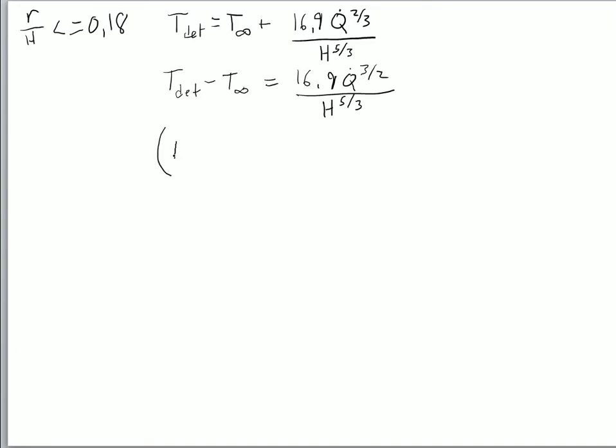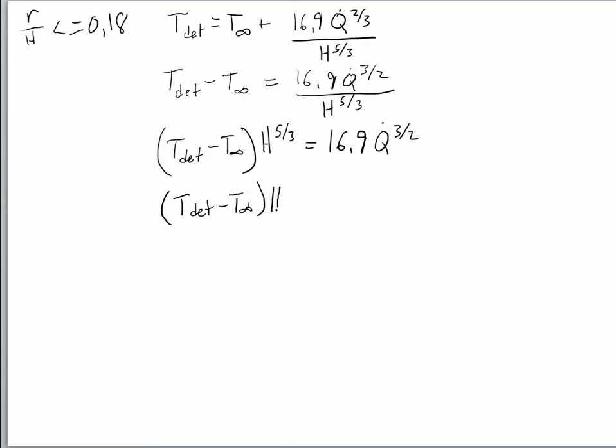So we'll have what we have over here, temperature of the detector minus T infinity multiplied by H to the 5/3, is equal to 16.9 Q dot to the 2/3 power. And we're going to divide by 16.9. Multiplication, then powers, so we'll do multiplication first. So temperature of the detector minus T infinity times H to the 5/3 divided by 16.9.